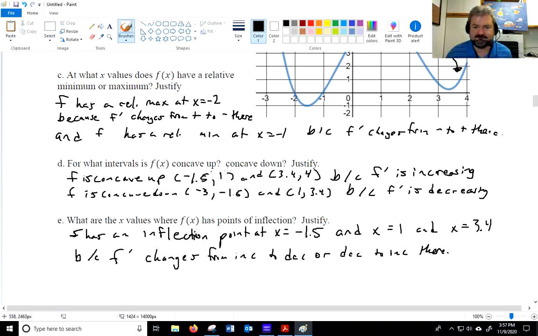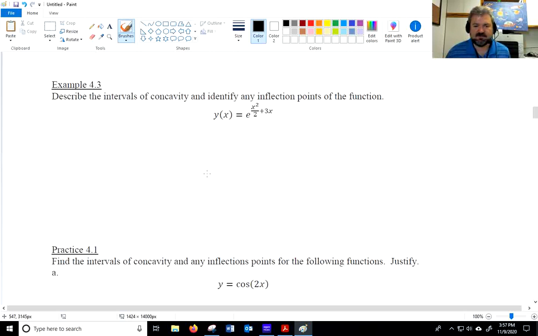All right. Let's look at an equation this time. We're going to describe the intervals of concavity and identify any points of inflection of the function. So to find intervals of concavity, we're going to need the second derivative. So we'll start by taking the first derivative.